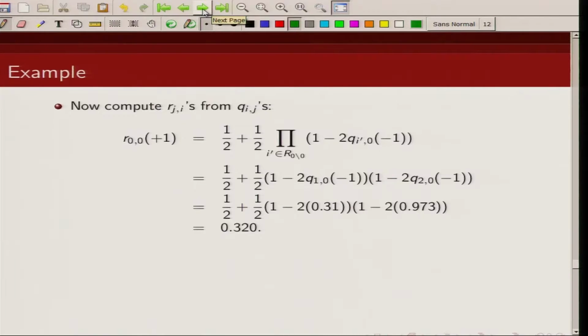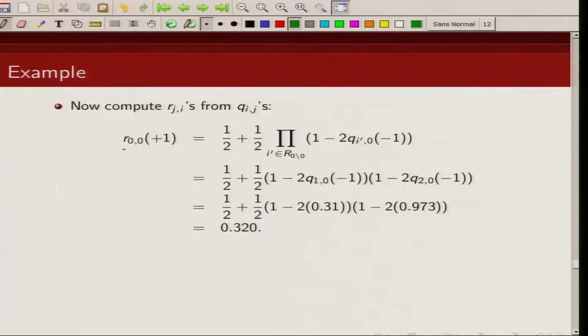So once we have computed this Qij, the next thing that we need to do is these parity check constraints are now going to check, given that the bit is 0, what is the probability that the parity check constraint is satisfied? Given the bit is 1, what is the probability that the parity check constraint is satisfied? And those are given by these R's, Rij's, right? What is the probability that the 0th parity check constraint is satisfied given the 0th bit is plus 1? Now, what is that probability?